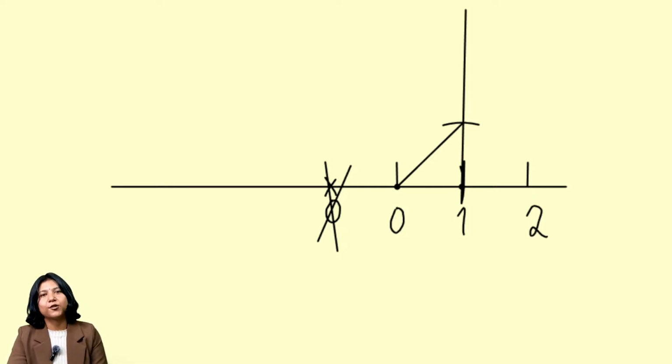Using Pythagoras theorem, if I work it out, then 1 square plus 1 square is 2, and then taking the square root of that gives me the length of the hypotenuse. So this is exactly square root 2. This length that I've drawn is exactly square root 2. Now the best part is you've got the length of square root 2.